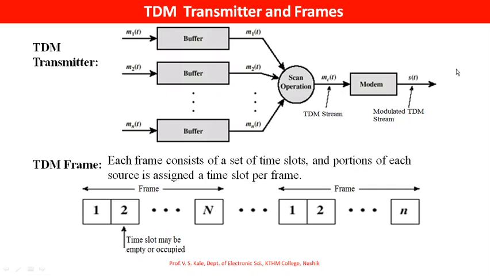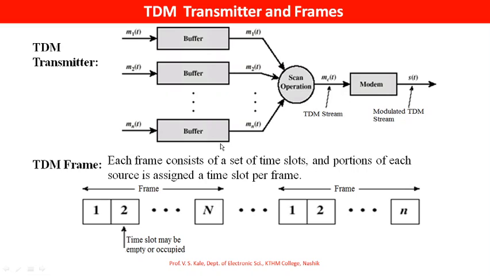That data is sent and it will be received at the input of the TDM receiver. So this is the block diagram of the TDM transmitter: signal, buffer, scan operation, and modulation and demodulation, in short called a modem.